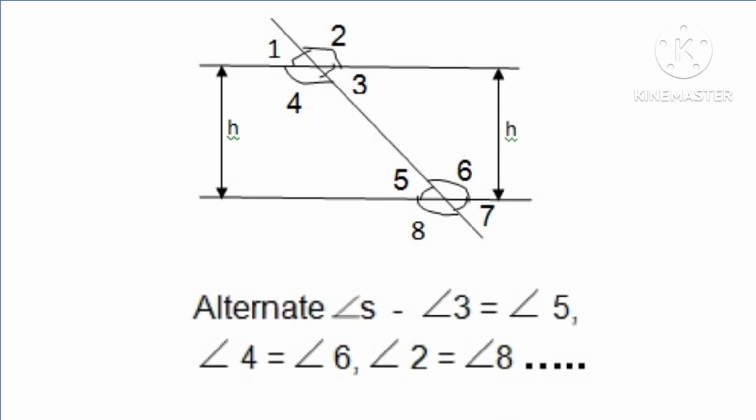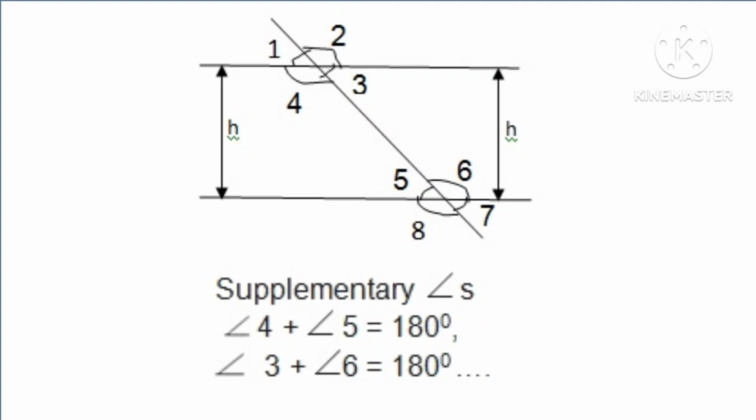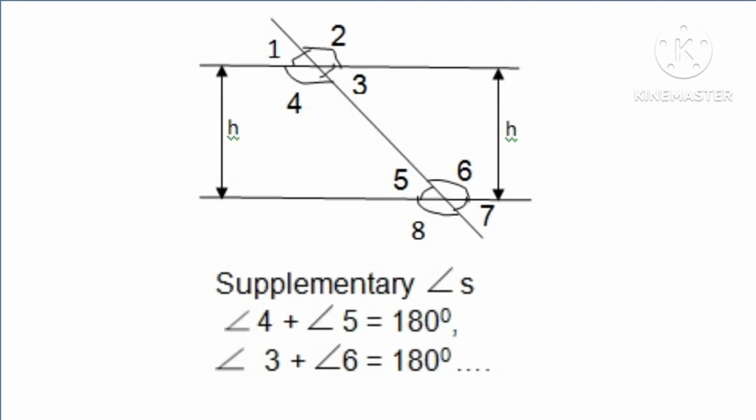Alternate angles are the angles on either side of the intersecting line and between two parallel lines, or both outside the parallel lines. For example, angle 3 is equal to angle 5, angle 4 is equal to angle 6, angle 2 is equal to angle 8, and so on. Supplementary angles are the angles on the same side of the intersecting line and either both in between two parallel lines or both outside them. For example, angle 4 plus angle 5 is equal to 180 degrees, and so on.